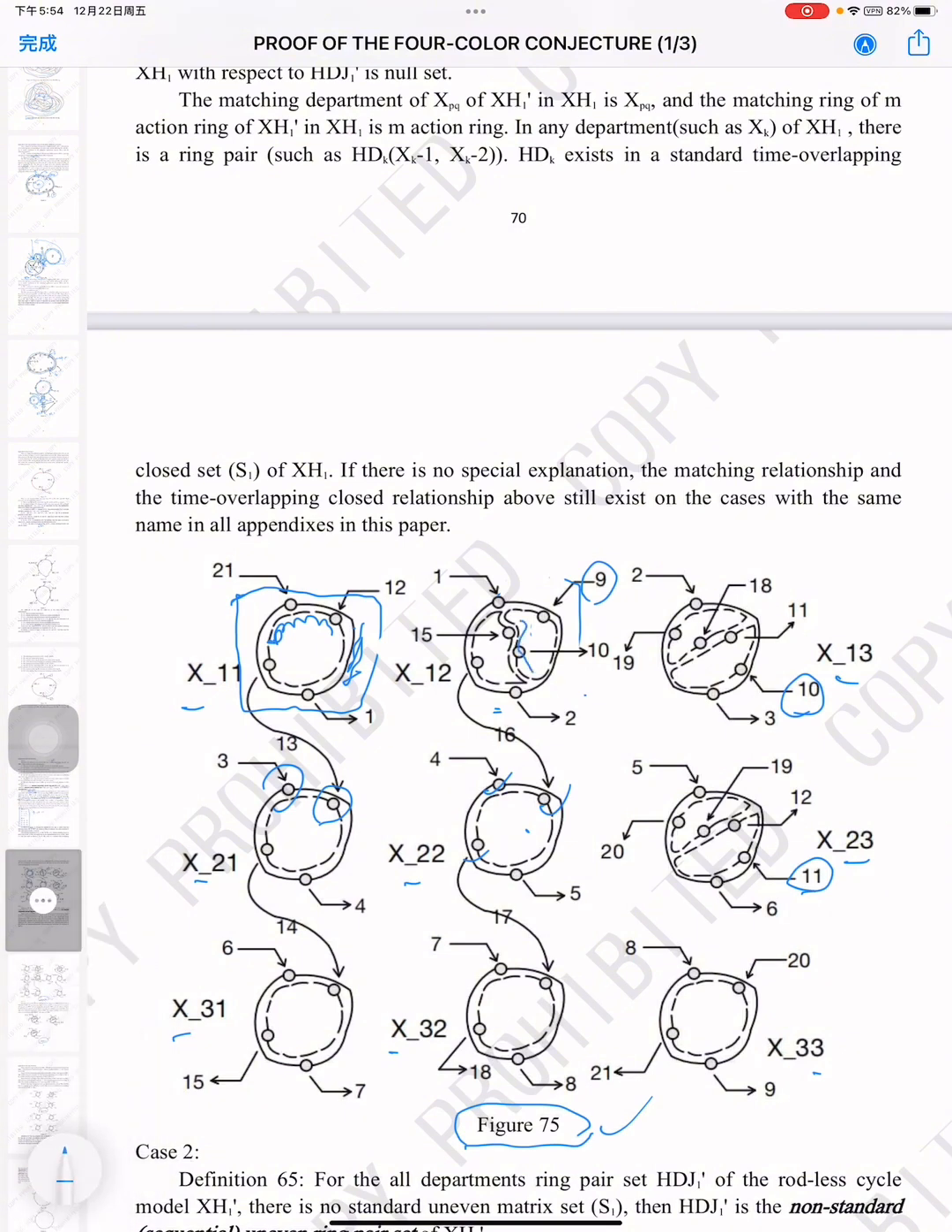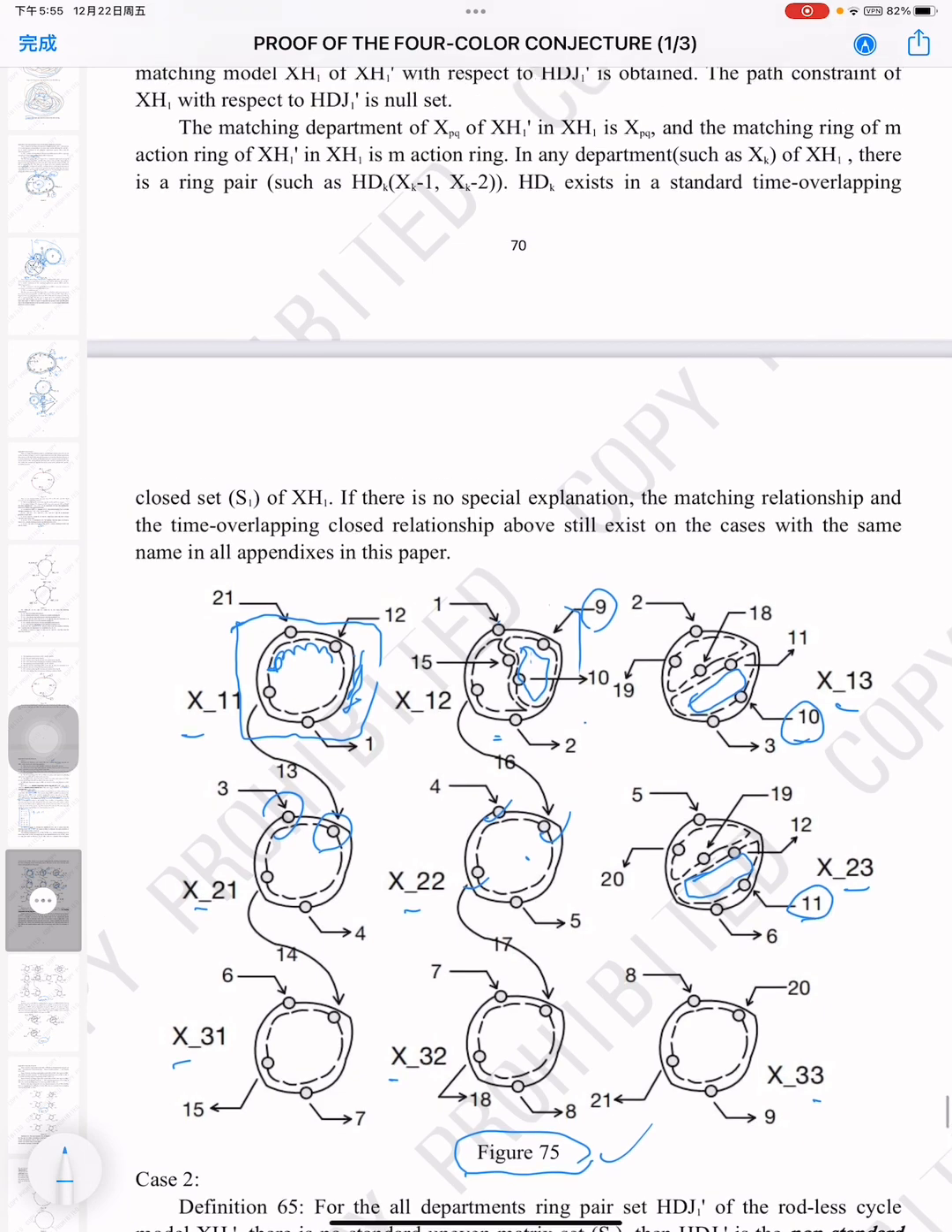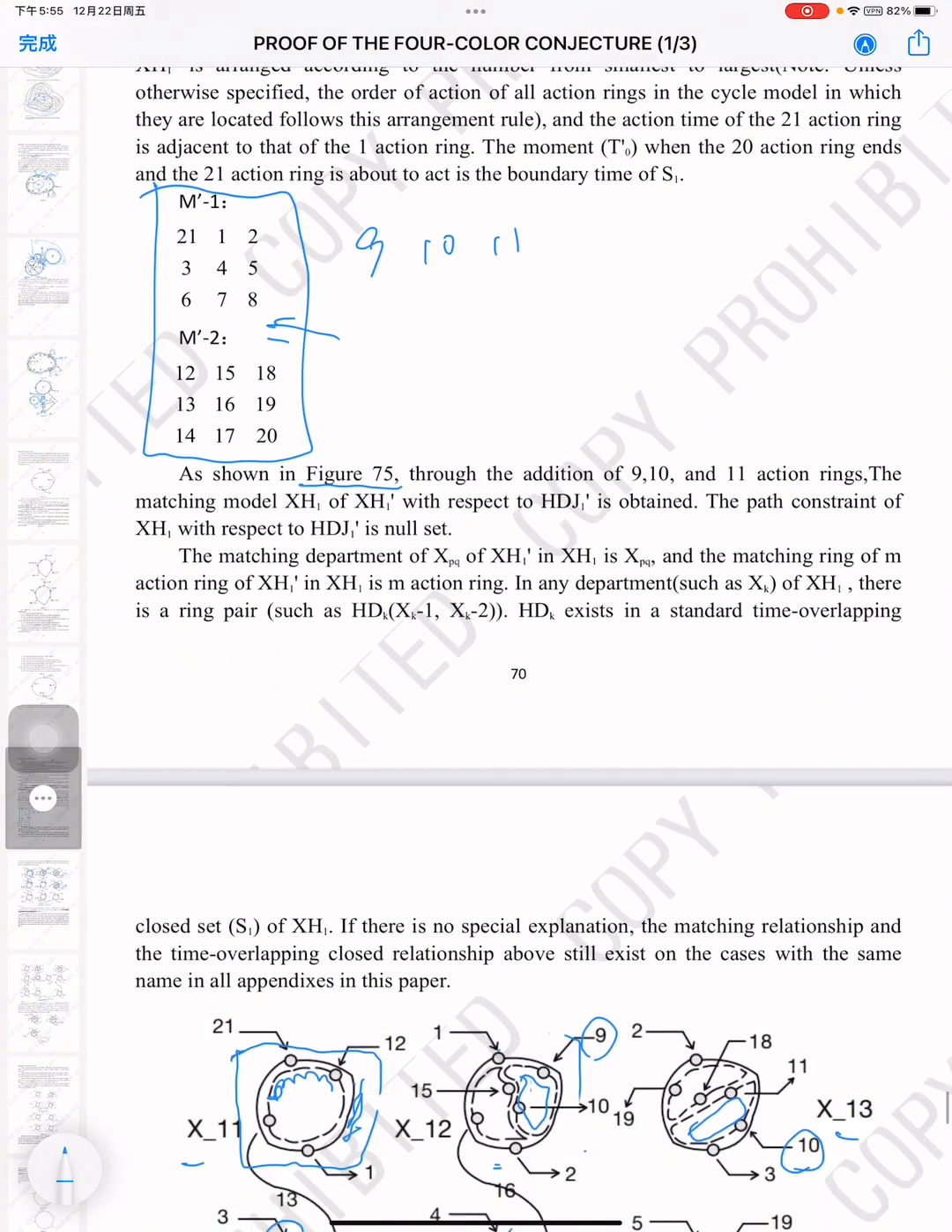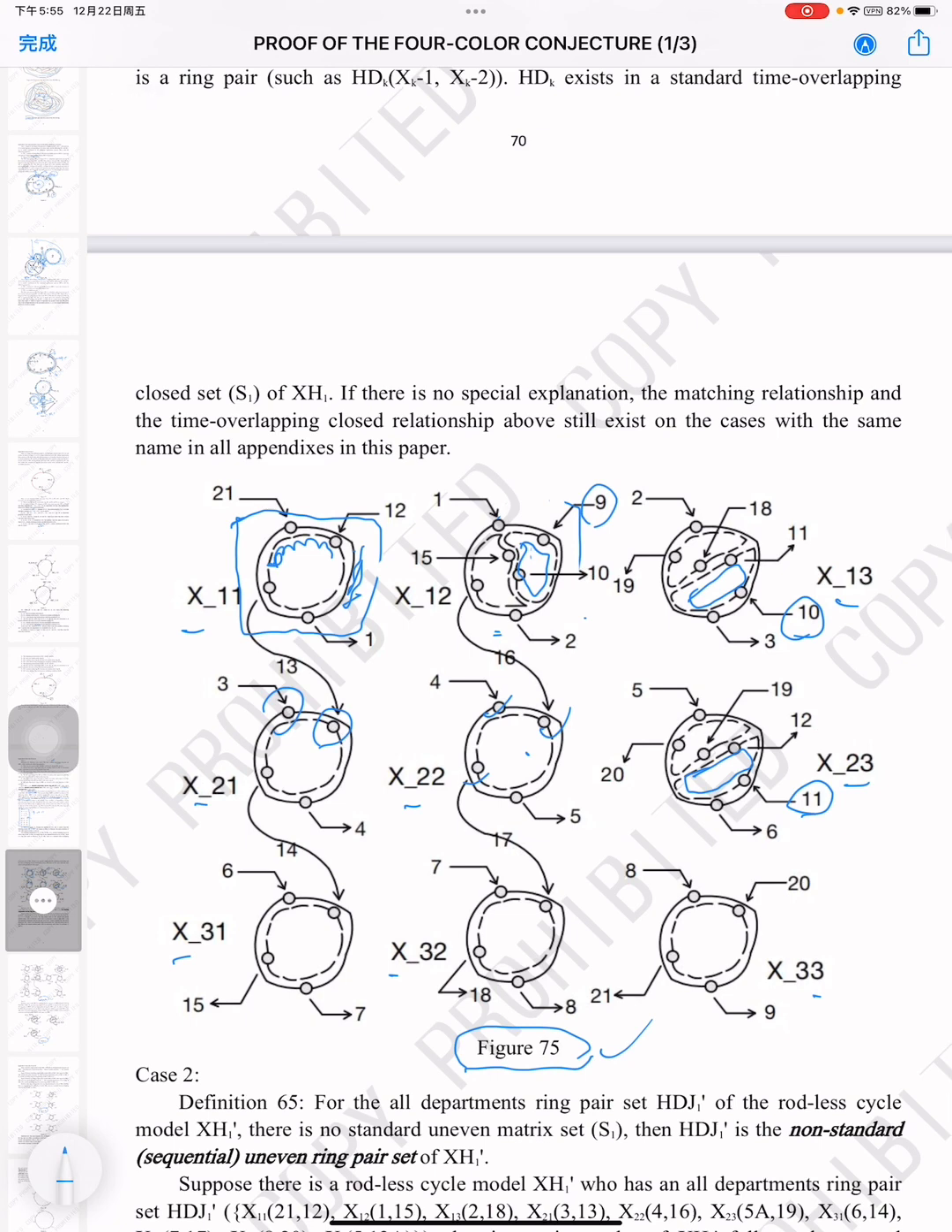So the 9, 10, and 11 rings, when they are added to the matrices, finally give the origin cycle process, which makes all the origin bridge structure exist, meeting the structure's requirement to exist.